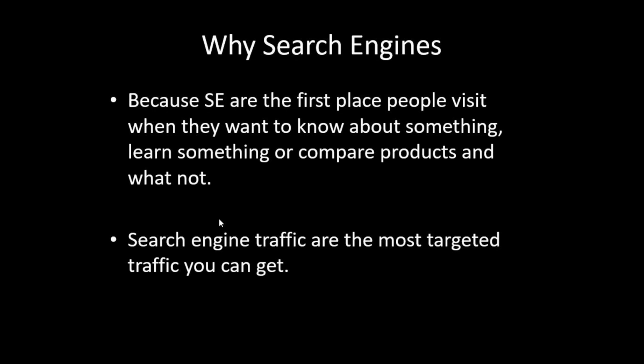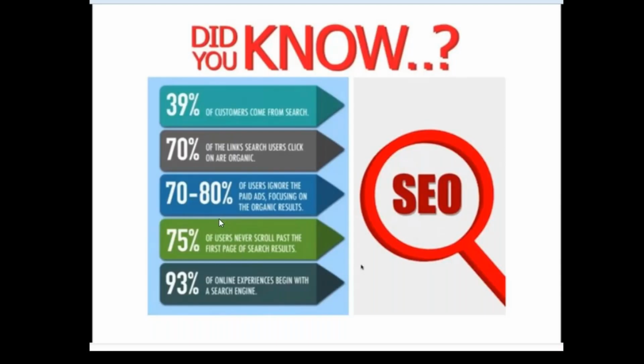So search engine traffic is the most traffic you can get. That means generally when people search for any information relevant to your subject, your information should be on the top of the priority list. So to keep that, what are the things we are supposed to do?